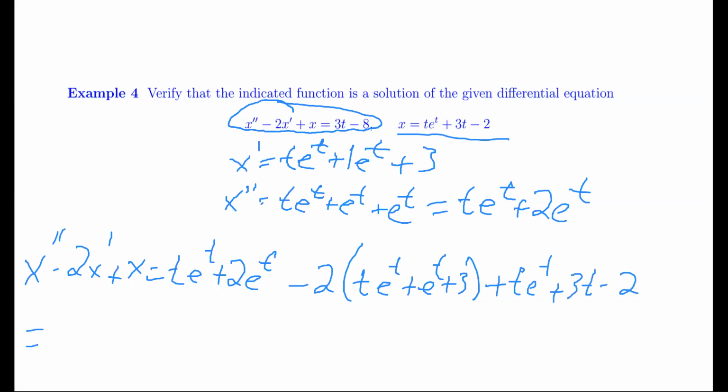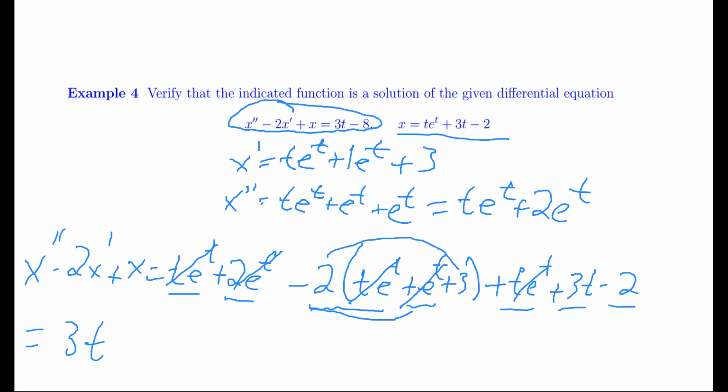And we go ahead and start combining everything. So we have a positive t e to the t. We have a positive t e to the t. And we have a negative 2t e to the t. So those all cancel. Then we have a positive 2e to the t, and we have a minus 2e to the t. So those cancel. And then we have 3t from here, and a minus 2 and a minus 6. So minus 2 and minus 6 makes a minus 8.